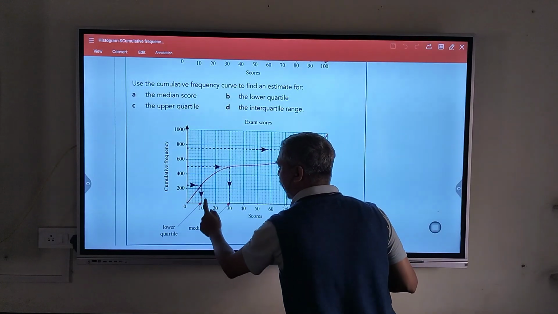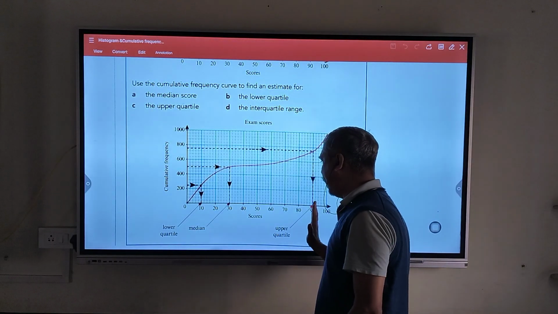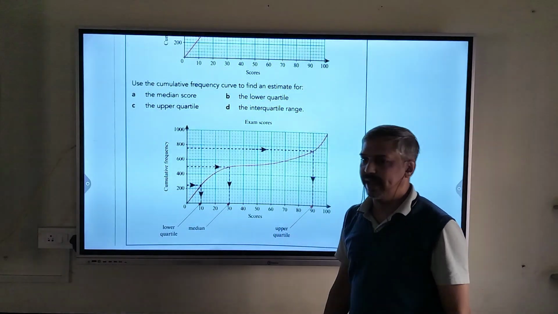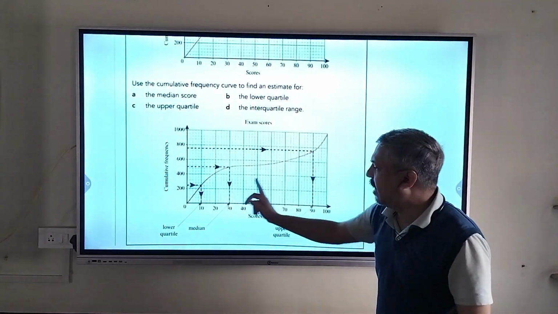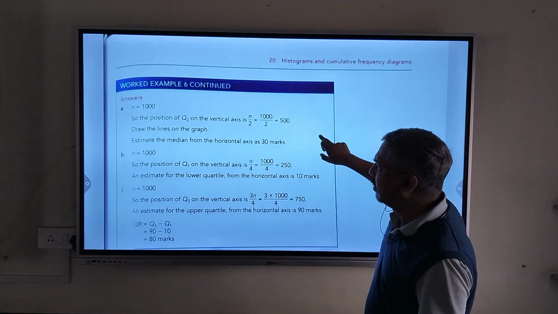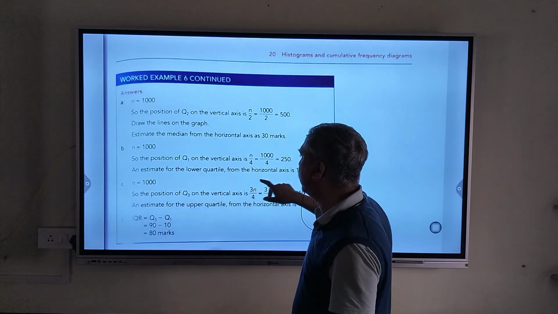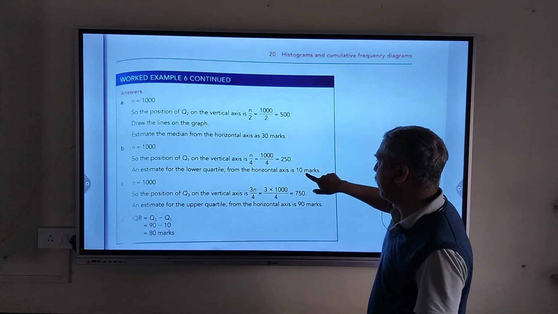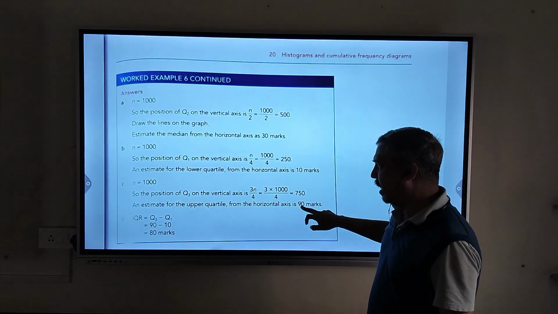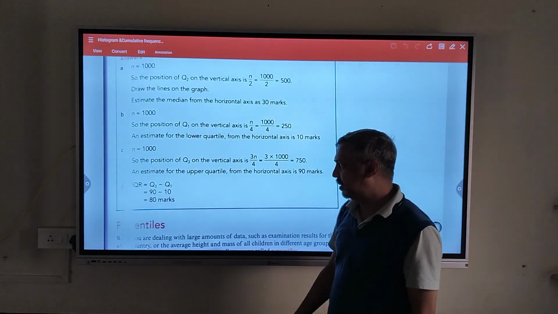So the value of Q1 is 10 and the value of Q3 is 90. The upper quartile is at 90, the lower quartile is at 10. Interquartile range is 90 minus 10, which is equal to 80. The lower quartile is at 10 marks, the upper quartile is at 90 marks, and the interquartile range, IQR, is 80 marks.